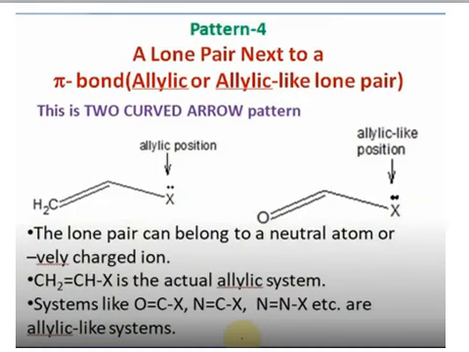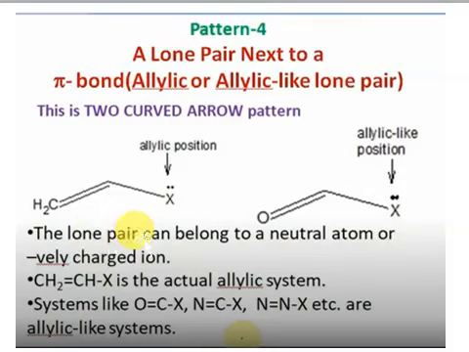The third pattern is that when we have a lone pair next to a pi bond, right? So in case of the allylic carbocation here, we had a carbocation, but in this fourth pattern, what we are having is an electron-rich system, right? So we are having lone pairs here, right? The fourth pattern has a lone pair next to a double bond, so this is like an allylic system.